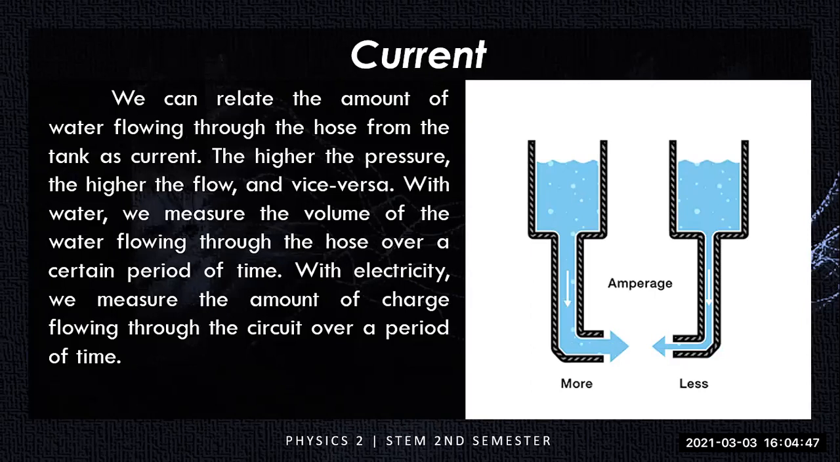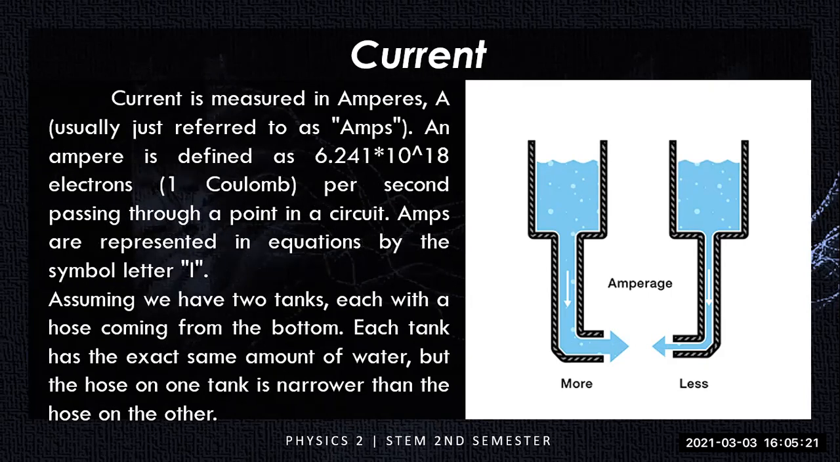Next, we have the current. For the current, we relate the amount of water flowing through the hose from the tank as the current. So how fast does the water come out from the hose? The faster the movement of the water, the higher the current. Also, without voltage, current will not flow because voltage is what creates the pressure. We measure it over a period of time, how fast, so we measure current in amperes, which you just refer to as amps.